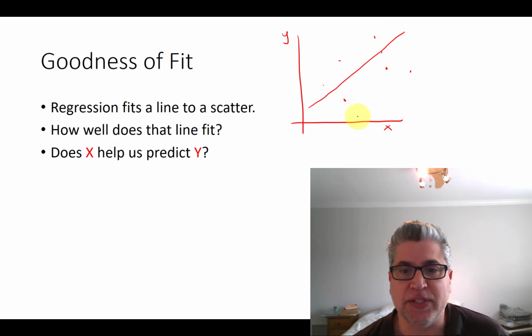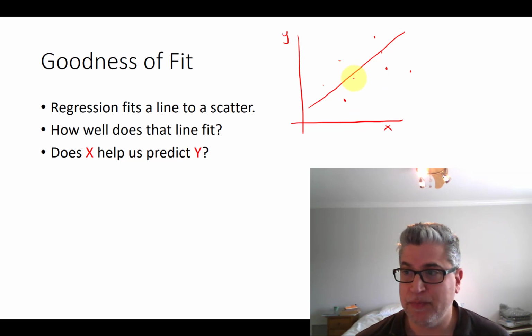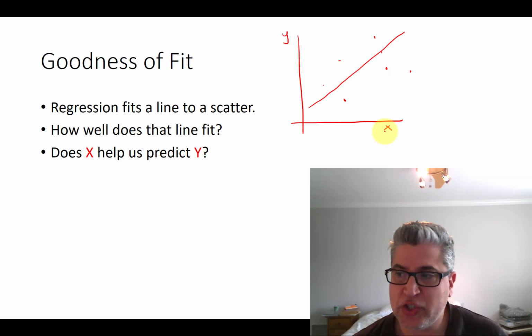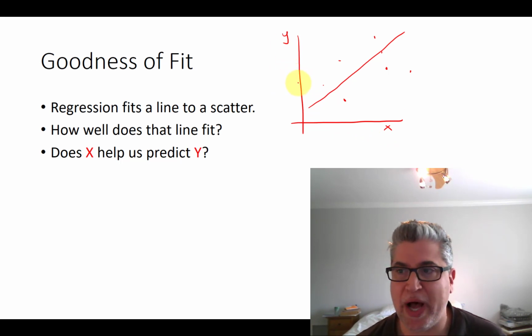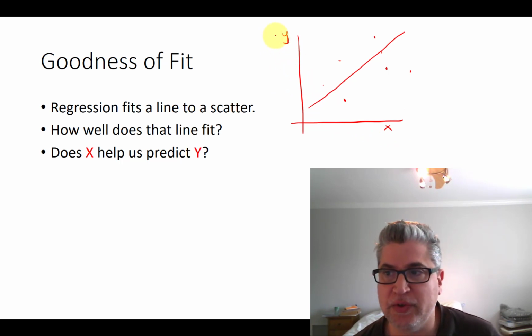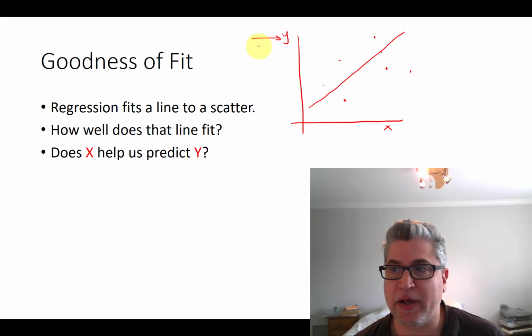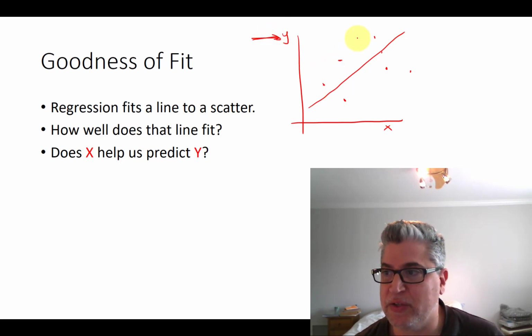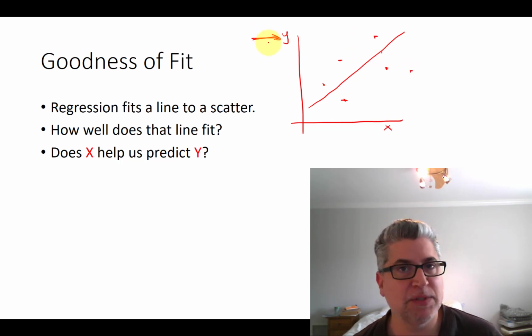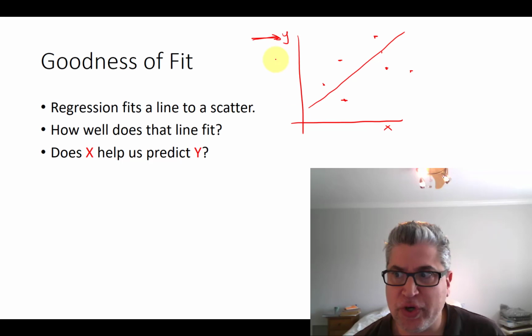So an obvious question is, how good is this line? Is this line very useful? Does knowing how x changes help us predict changes in y? We are ultimately trying to figure out some linear model that helps us predict all these different y values that we might have. So we want to use changes in x to help us predict y. How good is this model in doing that?